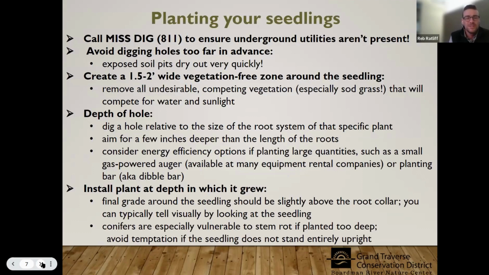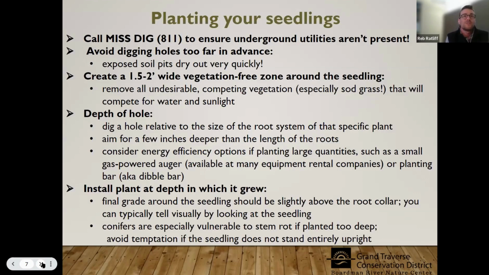Planting your seedlings, especially if you live in a more urban setting, you're going to want to call Miss Dig to ensure that there aren't any underground utilities present. I've called Miss Dig maybe half a dozen times over the few years for a couple of projects, and they say give them several days notice. My experience is that they'll come out and mark utilities within about 48 hours. And it is a free service. It's better to be safe than sorry.